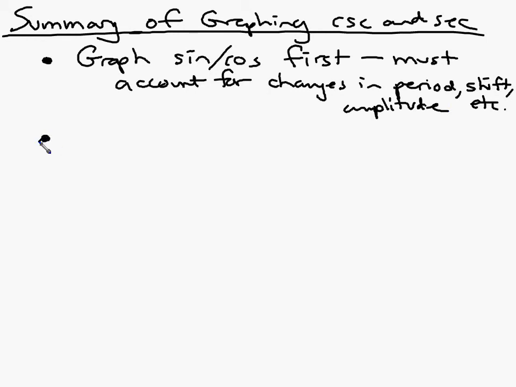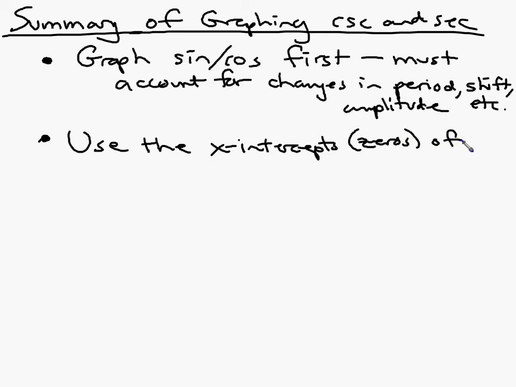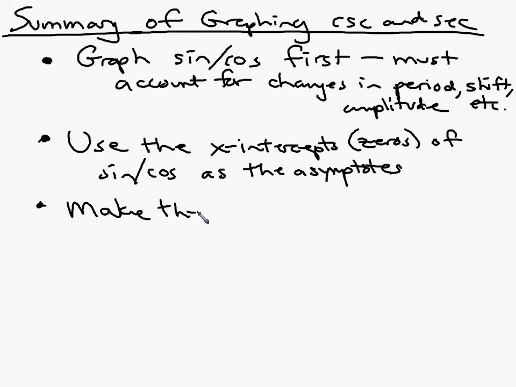The next thing you need to do is use the x-intercepts or the zeros of sine or cosine as the asymptotes. Okay, so once you graph your sine or cosine graph, wherever it crosses the x-axis, that's where there's going to be an asymptote. And then finally, make the hills and valleys meet.